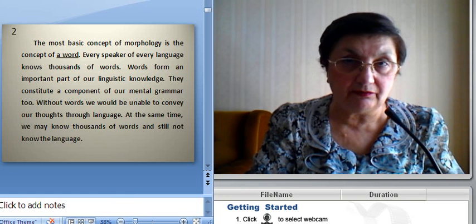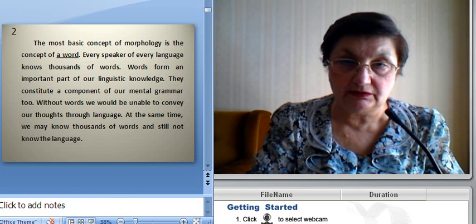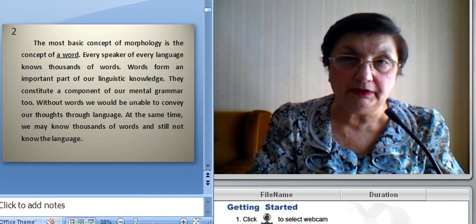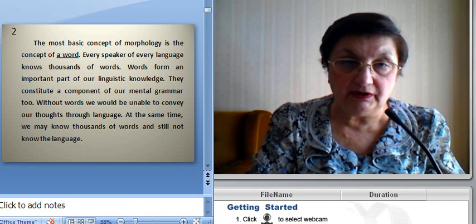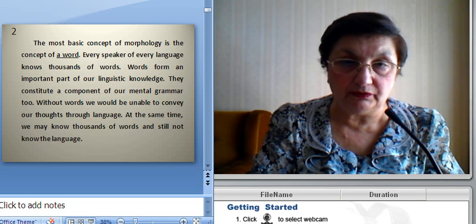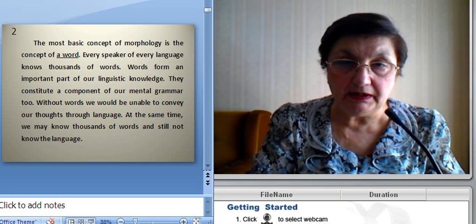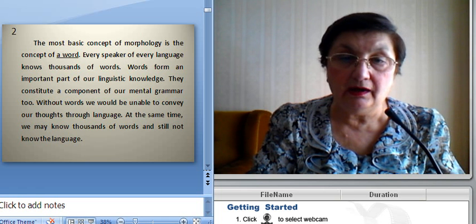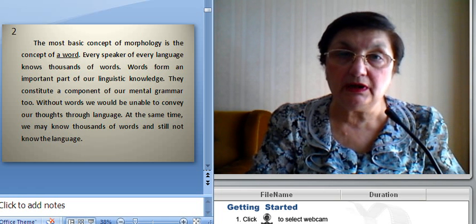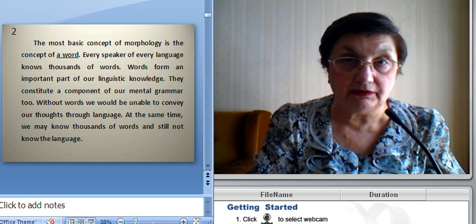Every speaker of every language knows thousands of words. Words form an important part of our linguistic knowledge. They constitute a component of our mental grammar too. Without words, we would be unable to convey our thoughts through language. At the same time, we may know thousands of words and still not know the language.